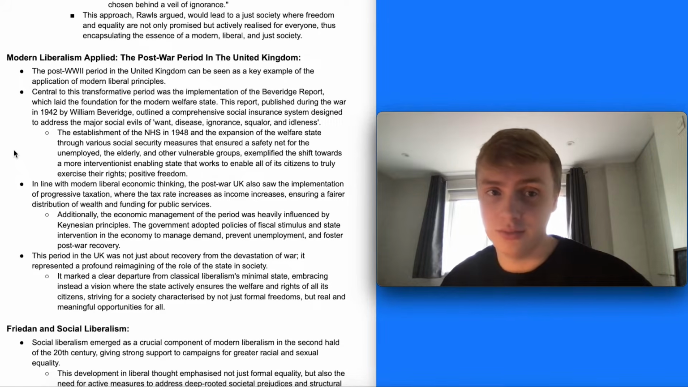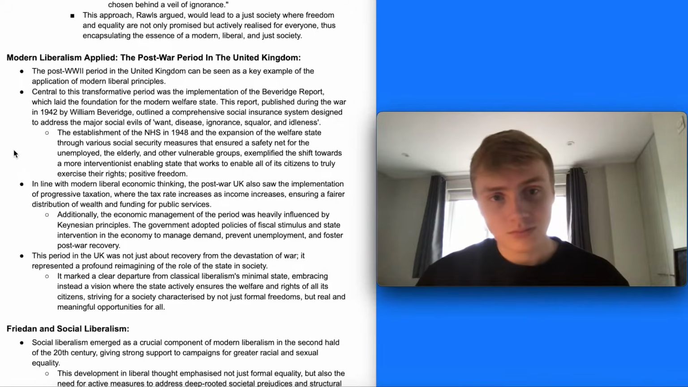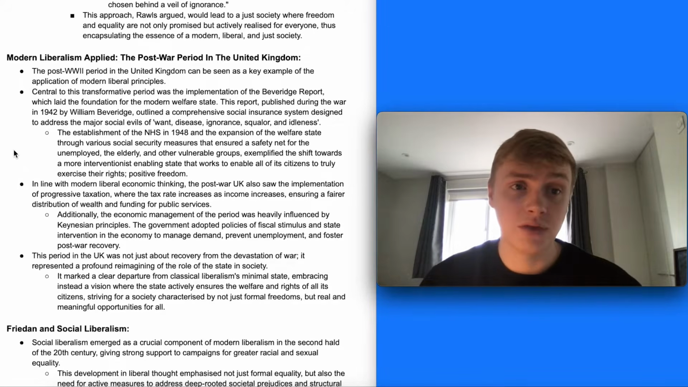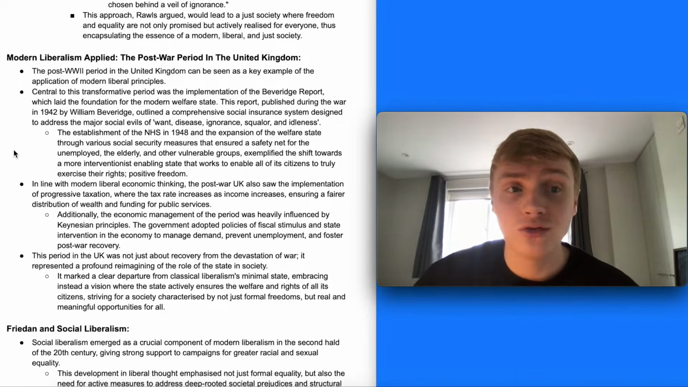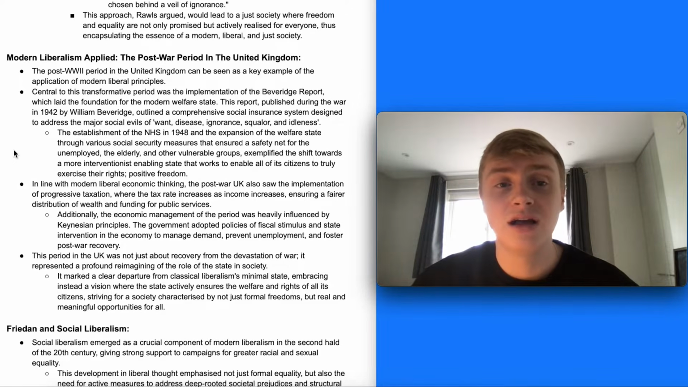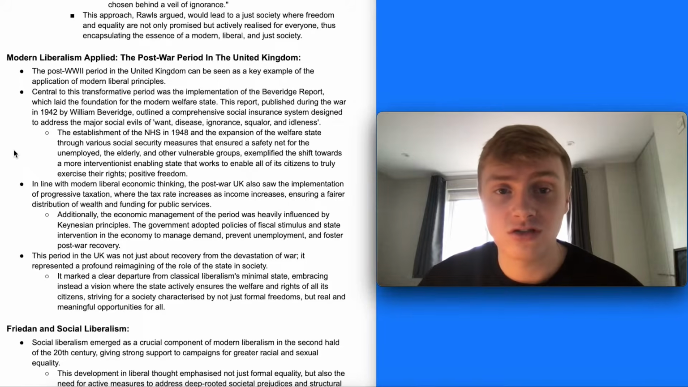In terms of the application of modern liberal principles, I think we can really see this in the post-war period in the United Kingdom. Central to this is the Beveridge Report, which really laid the foundation for the modern welfare state. It was published during World War II in 1942 and outlined a comprehensive social insurance system designed to address the major social evils of want, disease, ignorance, squalor, and idleness, and believed it should be implemented after the war.